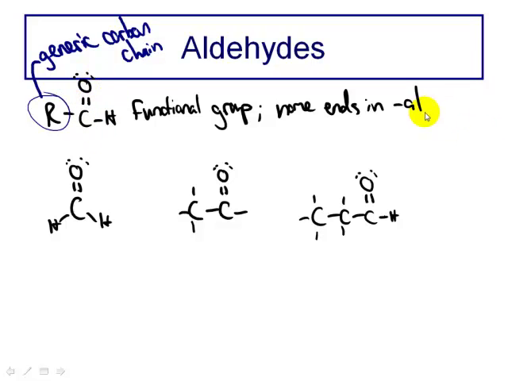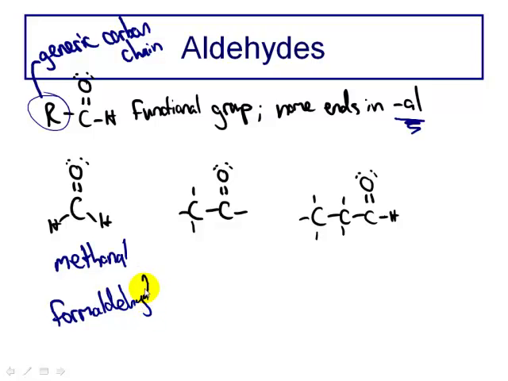And when you name these, the suffix is "al." Now, this one right here, you can think we've got the 1 carbon, so it's derived from methane. So we'd call that methanal. Now, you probably have already heard of this compound. The trade name of this substance is formaldehyde. This one in a similar fashion would be called ethanal. This one here would be called propanal.